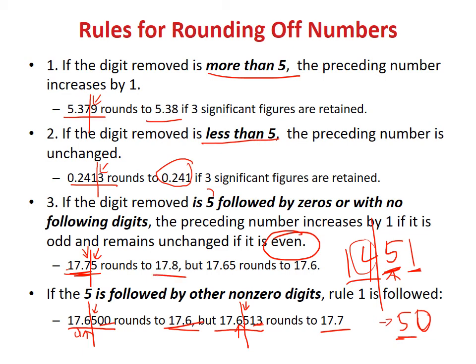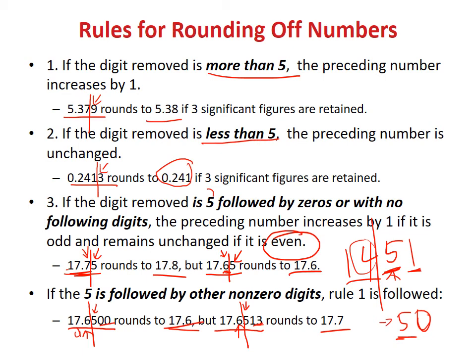Okay. On the other hand, let's compare this one. You want to go to 3 significant figures. So here is the position you want to go. You want to remove 5. Again, there's no number after 5, and so you look at the one before it, and it's an even number. And the even number, you don't add 1, and therefore it is 17.6.